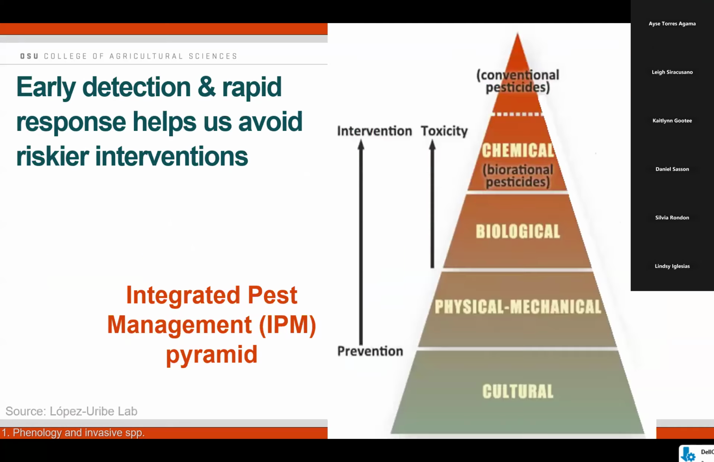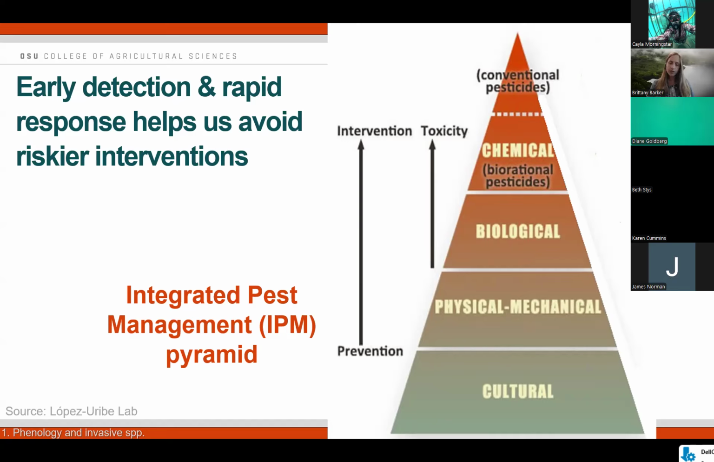Okay, so early detection and rapid response helps us to avoid riskier interventions. And this slide is showing the Integrated Pest Management Pyramid, or IPM pyramid. You can see that it has four major levels. We have cultural at the bottom, then physical, mechanical, biological, and then the chemical aspect of the pyramid at the very top. So preventing an invasive species from establishing, that is the ultimate best thing you can do, right? It hasn't caused any damage yet.